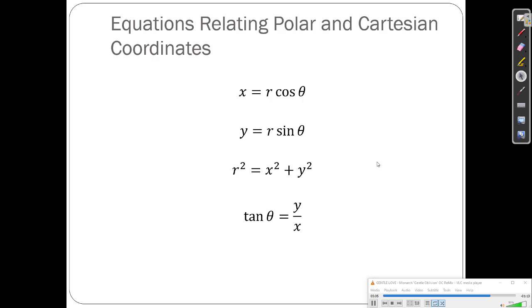But here are some equations relating polar coordinates and Cartesian coordinates. They all come from just basic trigonometry. x is r cosine theta, y is r sine theta. We basically just did this several times. The radius squared is just the sum of squares of the x and y. And we use this one as well: tangent theta is y over x. So let's mess around with these in some exercises.